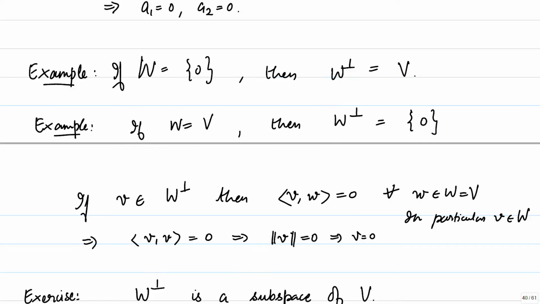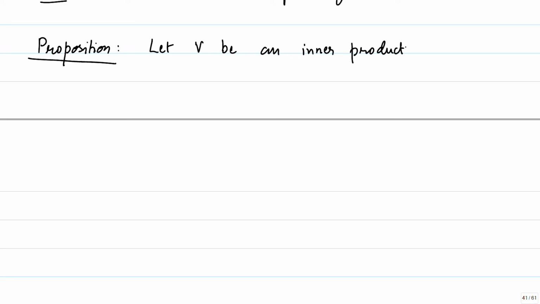Let us next prove a result which tells us that the orthogonal complement is in some sense the largest space which satisfies this property. So, let us state a proposition here. Let V be an inner product space and let V1 be a subspace of V.